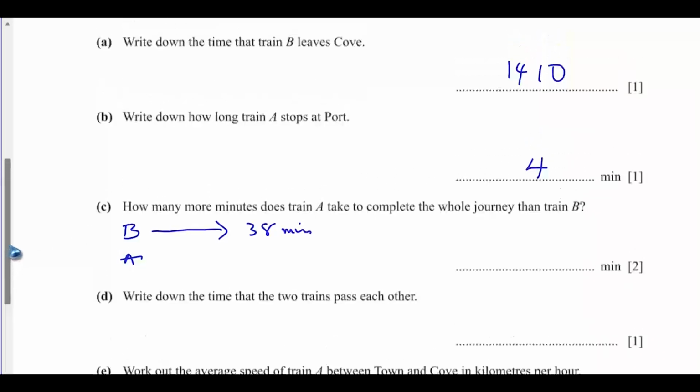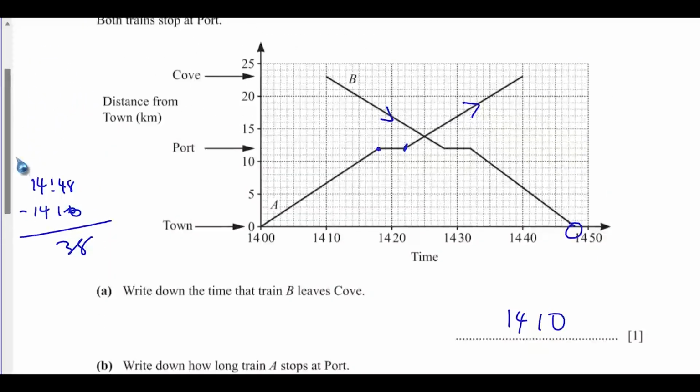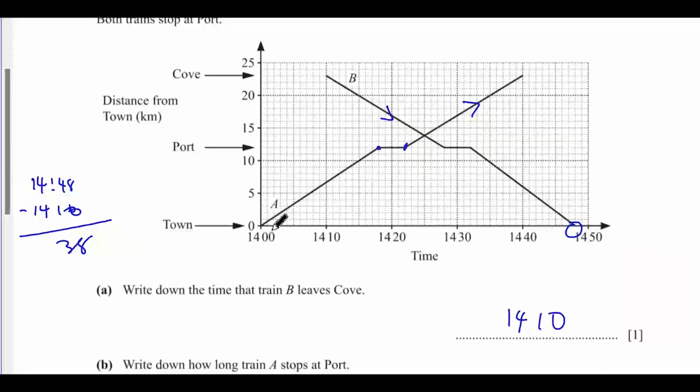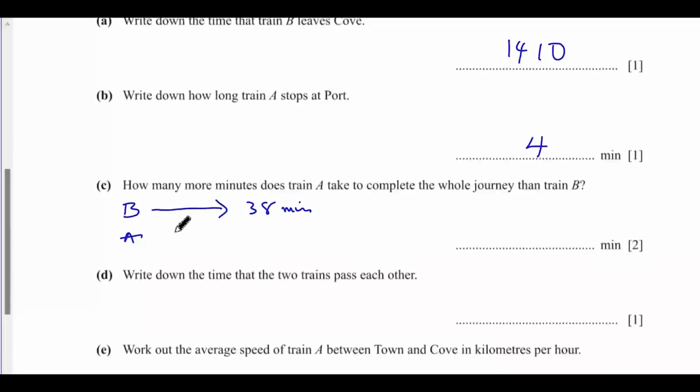So let's do for train A. So that is from 14:00 to 14:40. So that will be 40 minutes. If you do 14:40 minus 14:00, that will be 40 minutes. So just an additional 2 minutes. So we have 2 minutes here. If you do 40 minus 38, that gives 2 minutes.